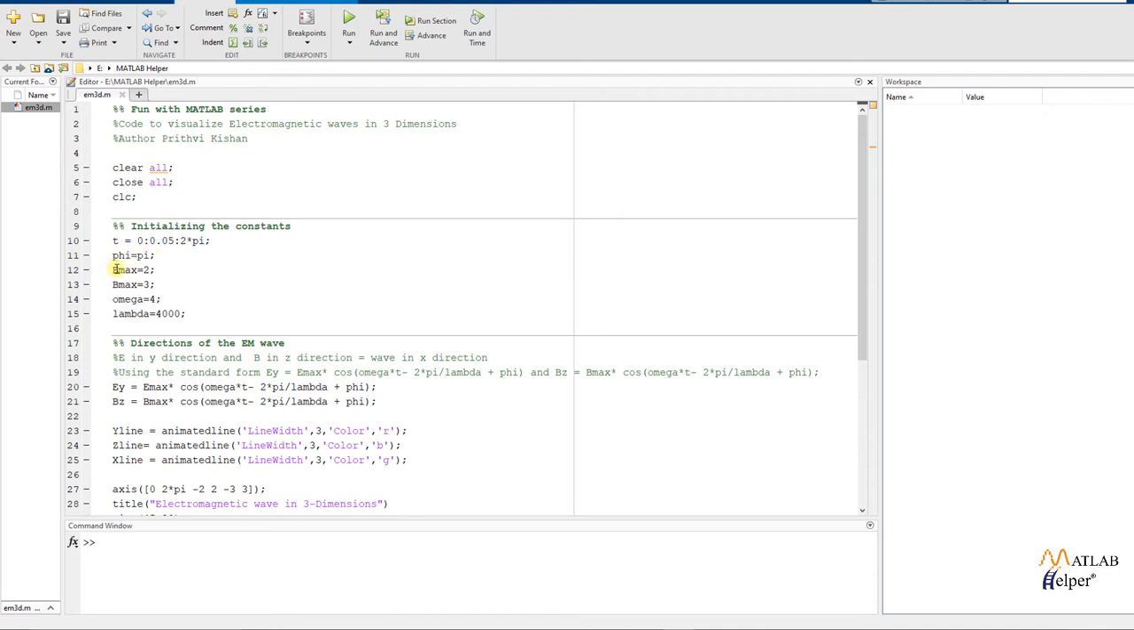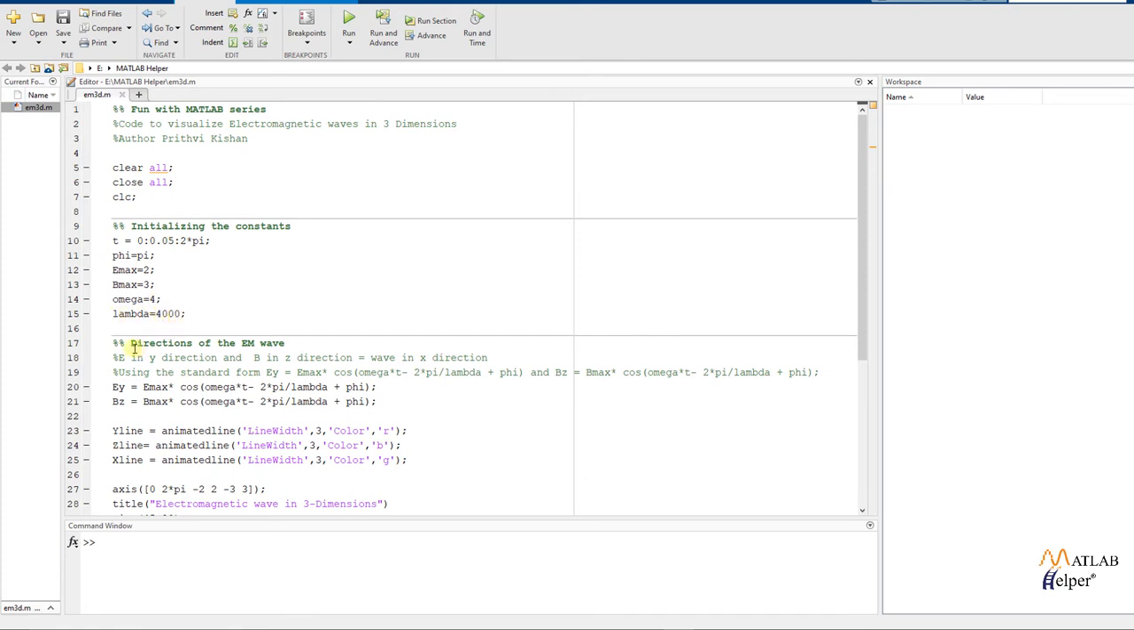Then we have Emax and Bmax, which are the maximum values of the electric field and magnetic field respectively. Omega, which is the angular frequency, has a value of 4, and lambda, which is the wavelength of the electromagnetic wave, is set to 4000.